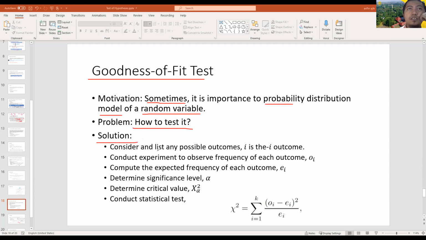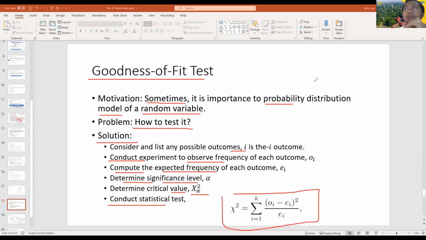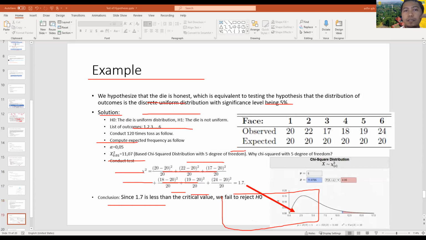Solution: consider and list every possible outcome. A is the number of outcomes. Conduct the experiment to observe the frequency of each outcome. Compute the experimental frequency of each outcome. Determine the significance level alpha. Determine the critical value, this one. Okay, conduct the statistical test using this formula. And then we move forward here.